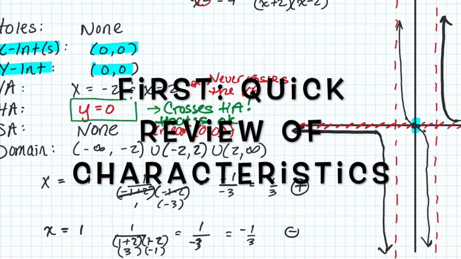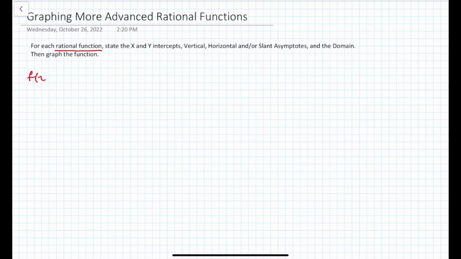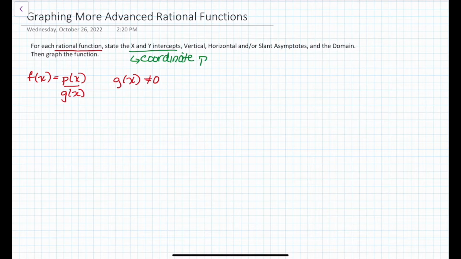First, let's review what is a rational function. Well, recall that a rational function is when you have a polynomial divided by another polynomial. And in this case, g of x, the denominator, cannot equal 0. Some of the other characteristics you'll be asked to find are the x and y intercepts. Remember, we want to give those as a coordinate point.